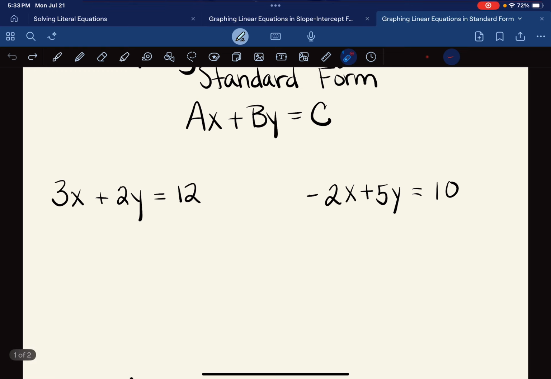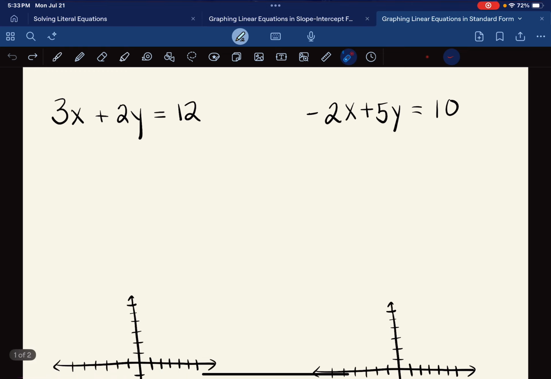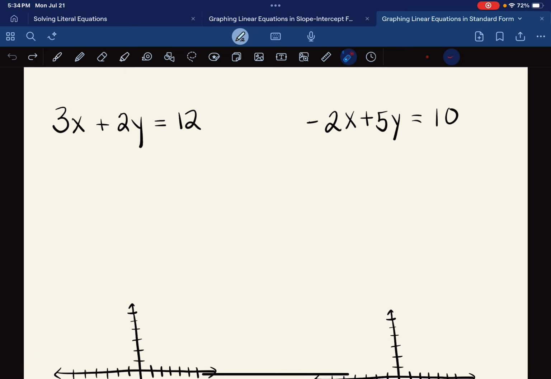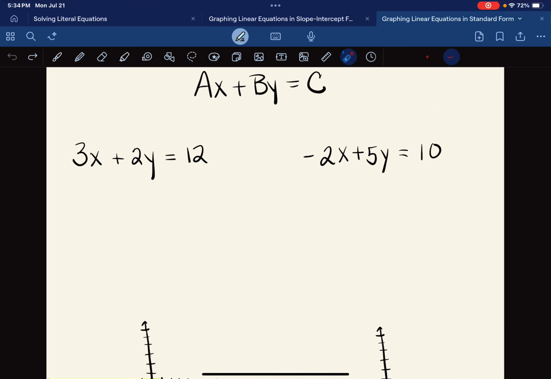Now, we already know how to graph a linear equation in slope-intercept form. And if you don't remember how to do that, I would encourage you to go find the video that I have posted for you. But here we are in standard form. So we can definitely rearrange it and put it in slope-intercept if we want to. Or there might be a simpler way of graphing these functions if they are in standard form.